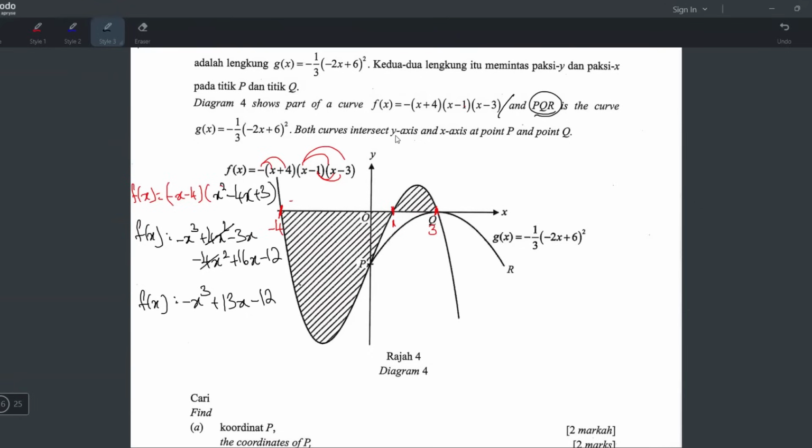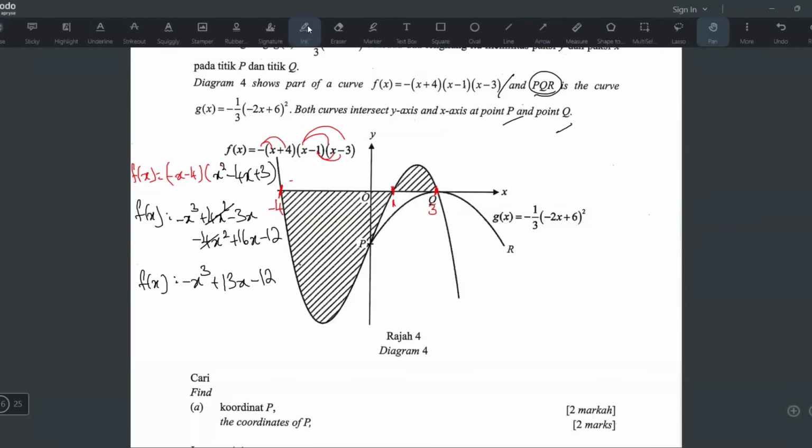And then they say both curves intersect the y-axis and x-axis at point P and point Q. Let's double check. This curve and this curve, they intersect both at point P and point Q. Oh, yeah lah, correct lah. And point Q, you know already, it's (0, 3). But what about point P? Can I find it? Yes. And question A asks you to find point P. And yeah, it's very easy. So I'll just do my A here.